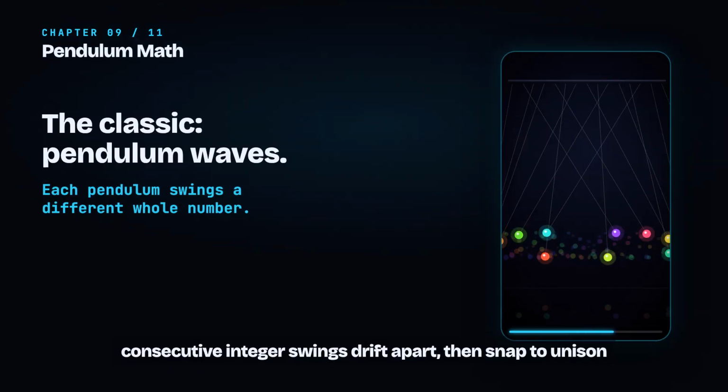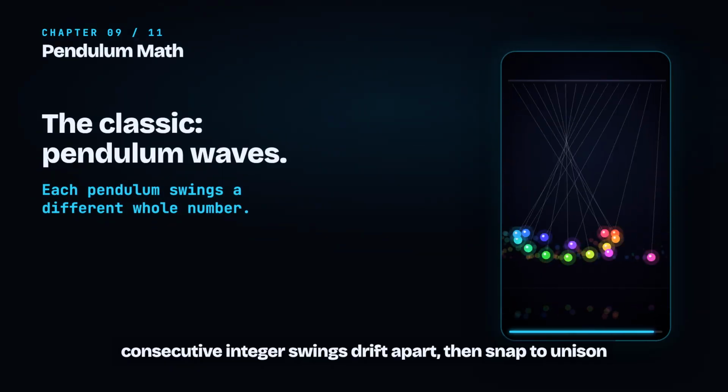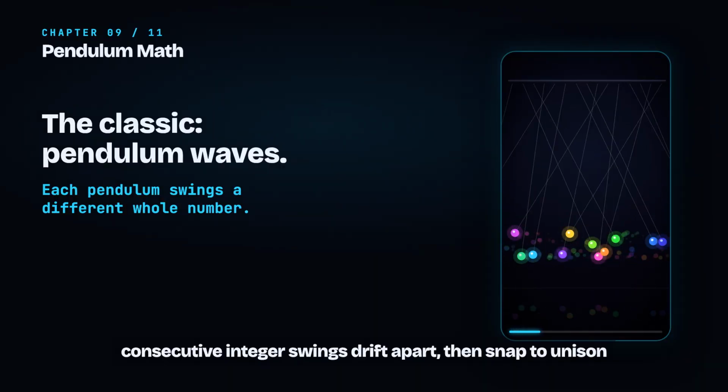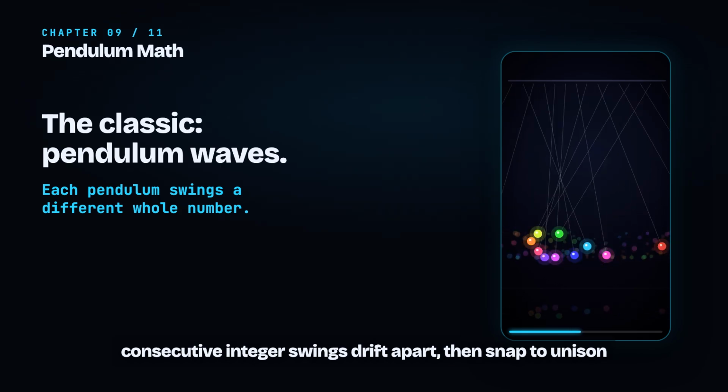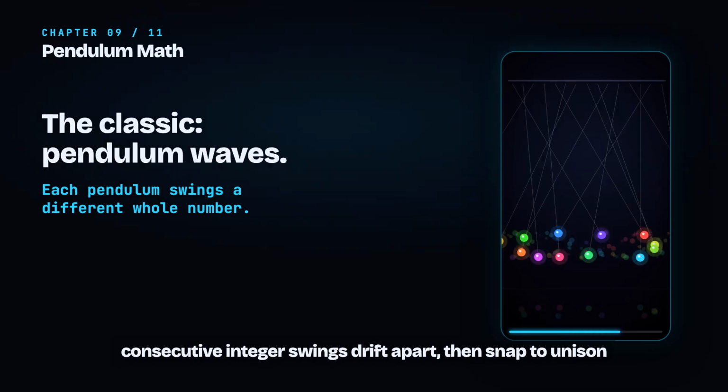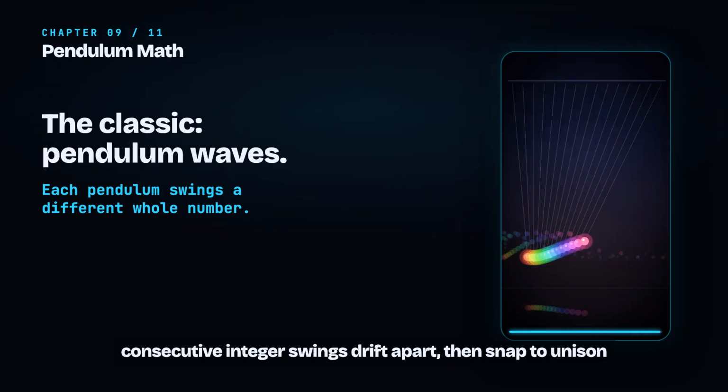Now, why does this work? Because every single count is an integer. Every pendulum completes a whole number of swings exactly when it reaches 1. That's our rule from Chapter 3, applied 15 times at once.